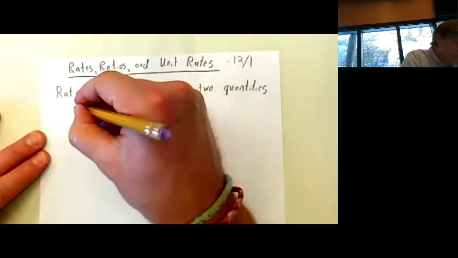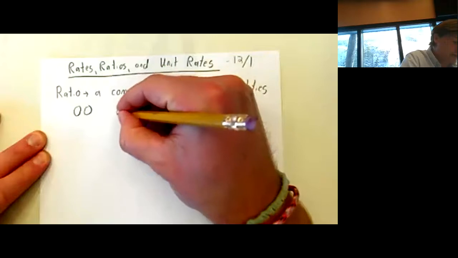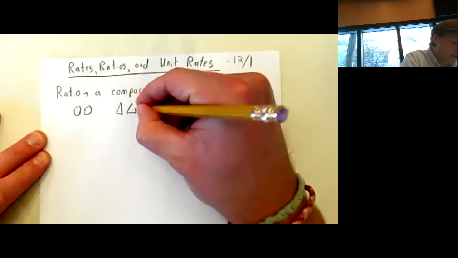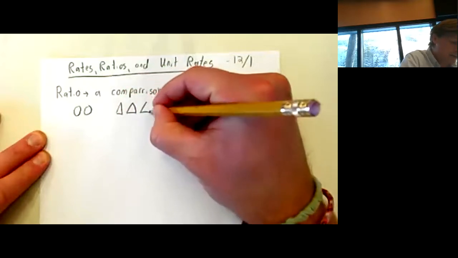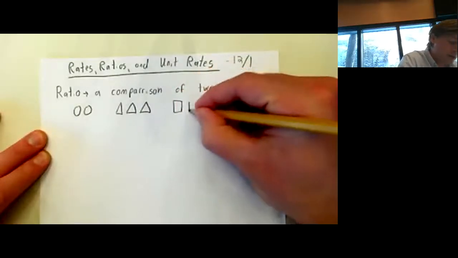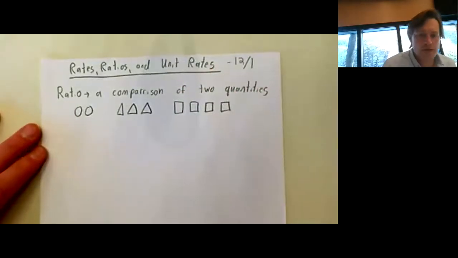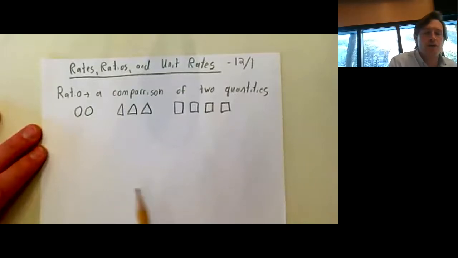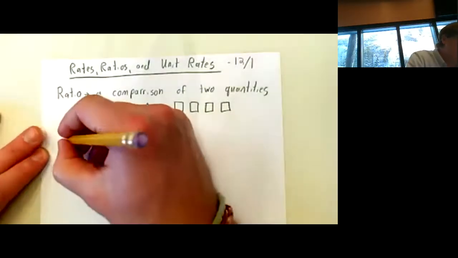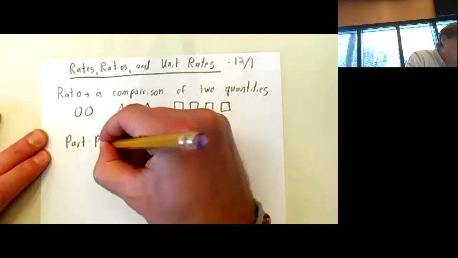First one, we're going to deal with some shapes. So we've got 2 circles. We've got 3 triangles, all different shapes. And we're going to do 4 squares. Okay, so now we've got a way using ratios that we're going to compare the number of these shapes. There's 2 ways that we can do this. We can do this part to part.